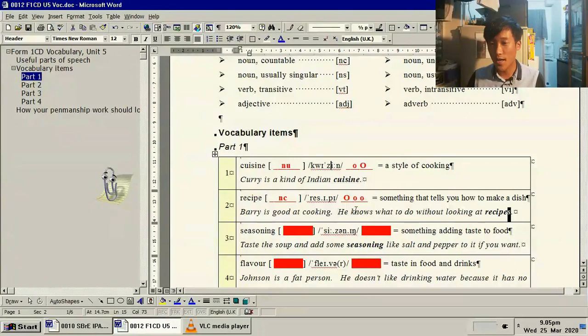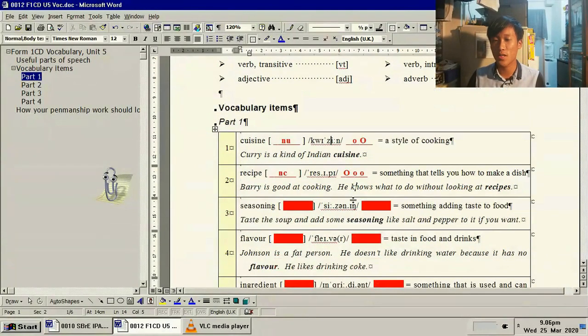And so why? He does not look at this kind of thing. It's telling you how to make the dish. He does not look at those books. So Barry is very good at cooking. So it explains the meaning of the word. So continue.